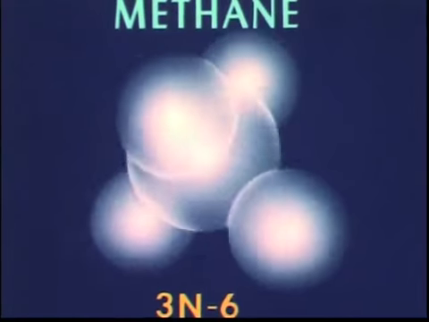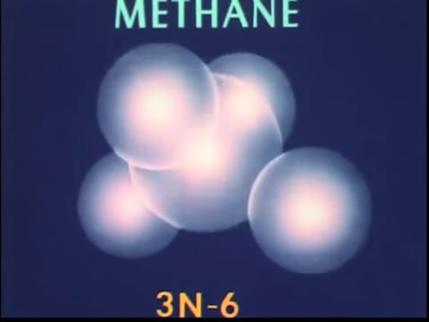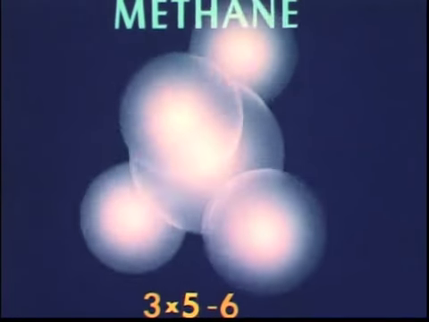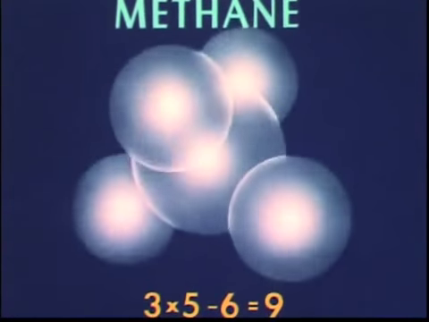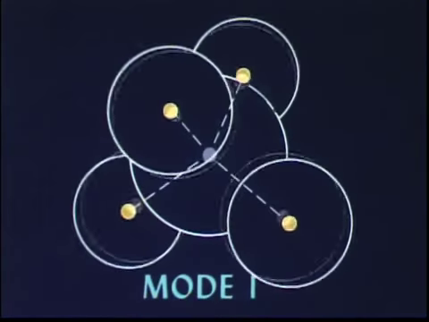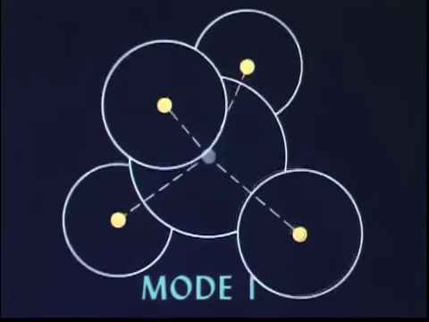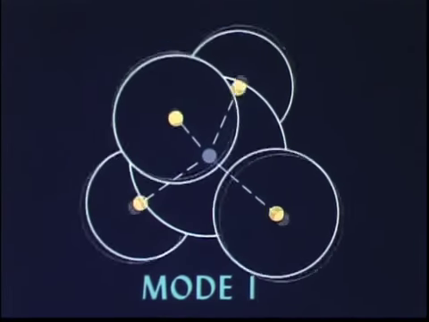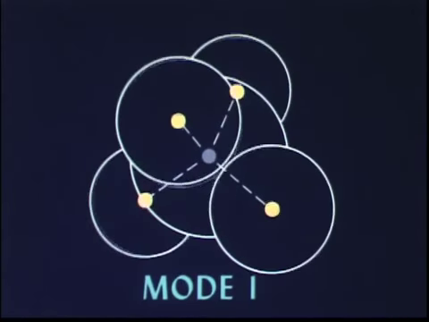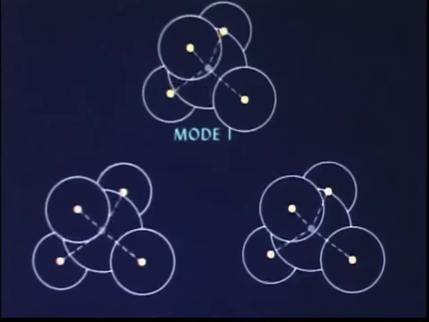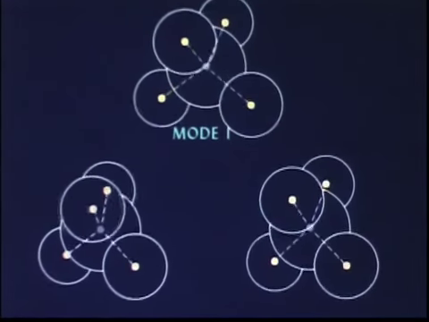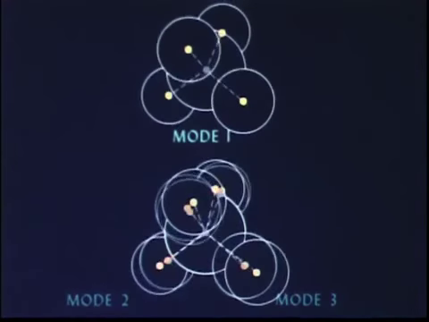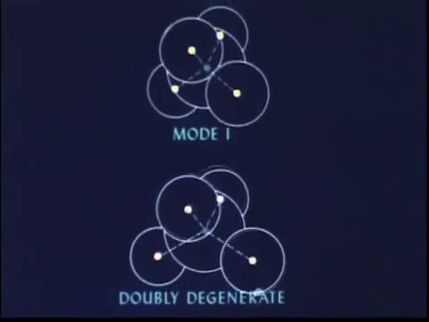Next, let us examine methane, which has 5 atoms, to determine its modes of vibration. According to the formula, its vibrations can be resolved into 9 normal modes. One mode is this totally symmetrical stretching mode, also called breathing mode. When we examine its next 2 modes of vibration, we find that because of the symmetry of methane, their frequencies are the same. The result is a doubly degenerate bending vibration.